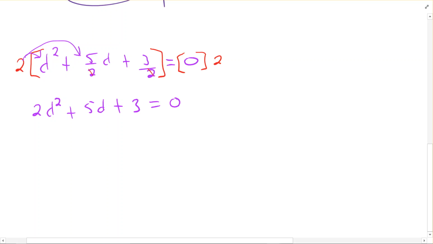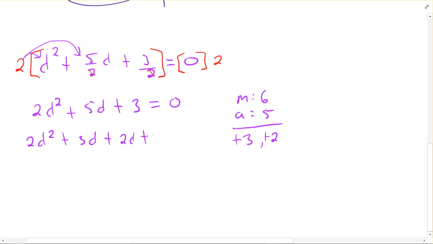So now we need to factor this. So we're looking for numbers that multiply to 6 and add to 5. So I'd say 3 and 2. Yeah, positive 3, positive 2. Good to go. So let's rewrite this again. 2d squared plus 3d plus 2d plus 3 is equal to 0.